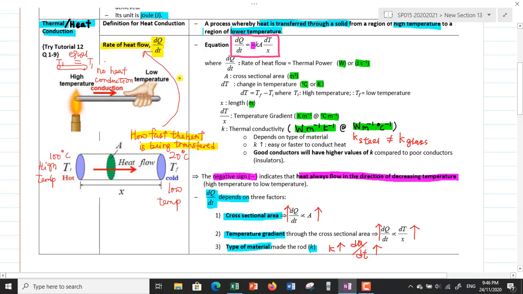So basically class, when heat conduction occurs along a rod or any material, we can calculate how fast the heat is transferred by using this equation: dQ over dt equals negative K A dT over x. This is the equation we use to determine how fast the heat is being transferred.